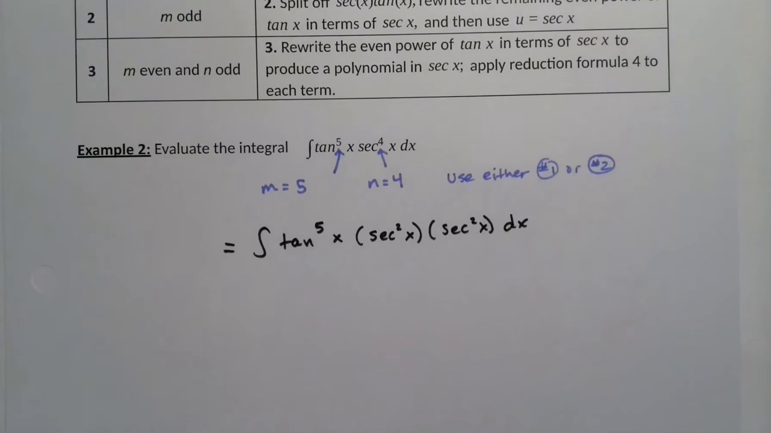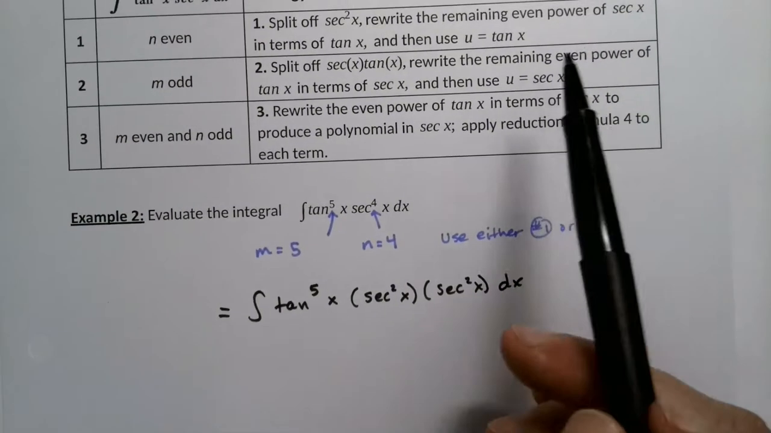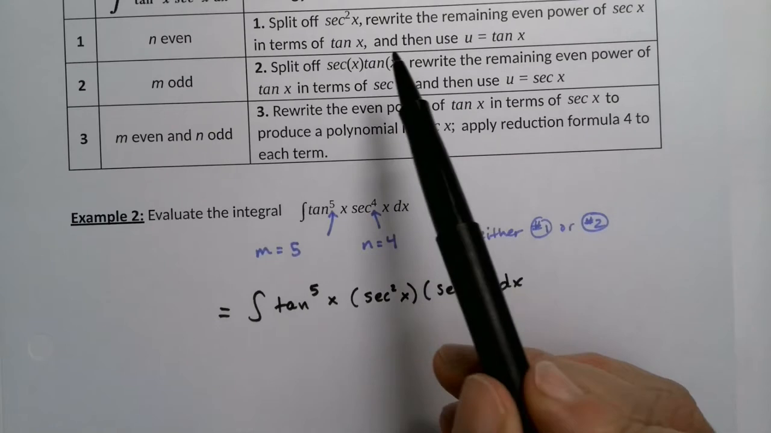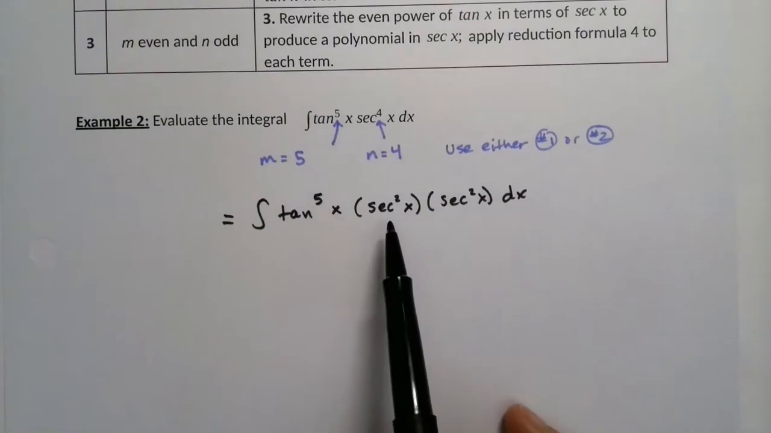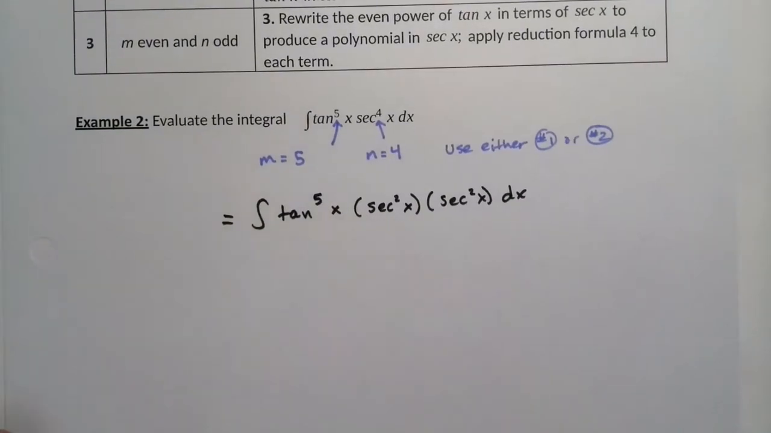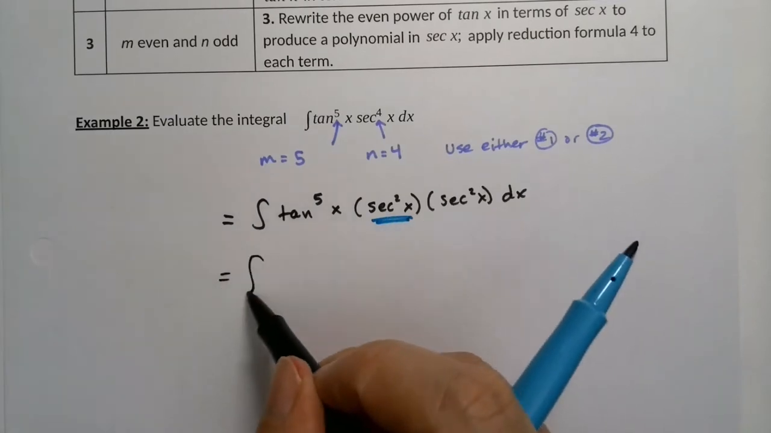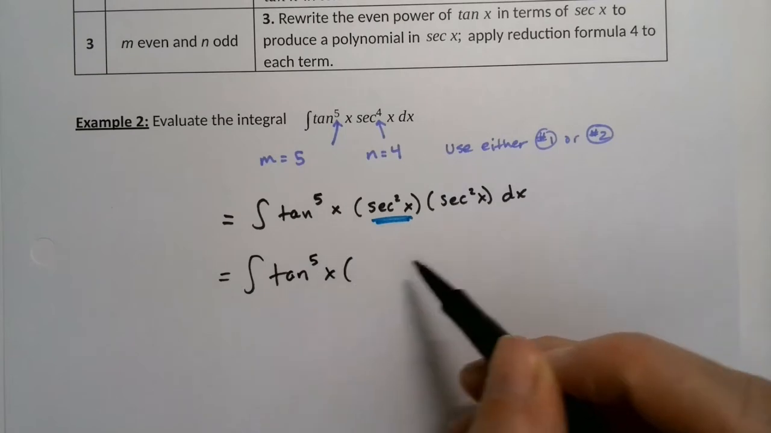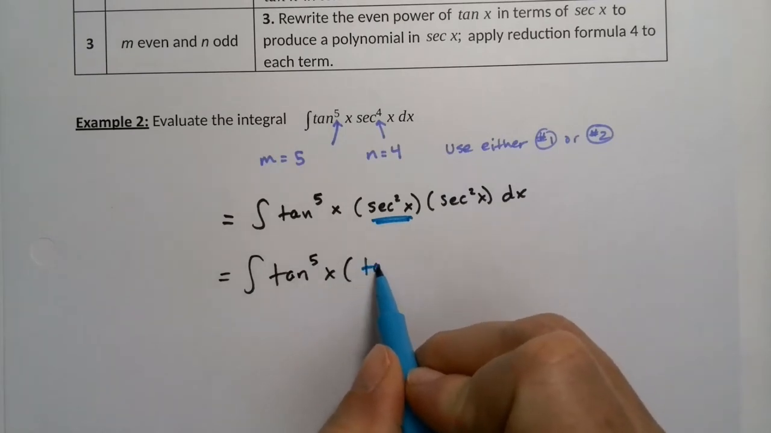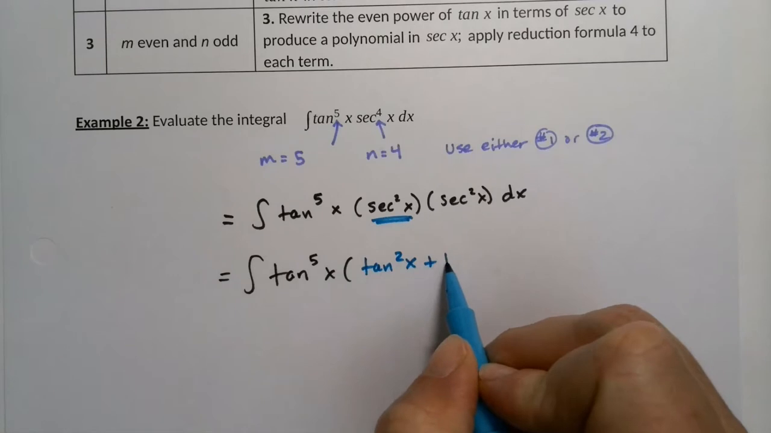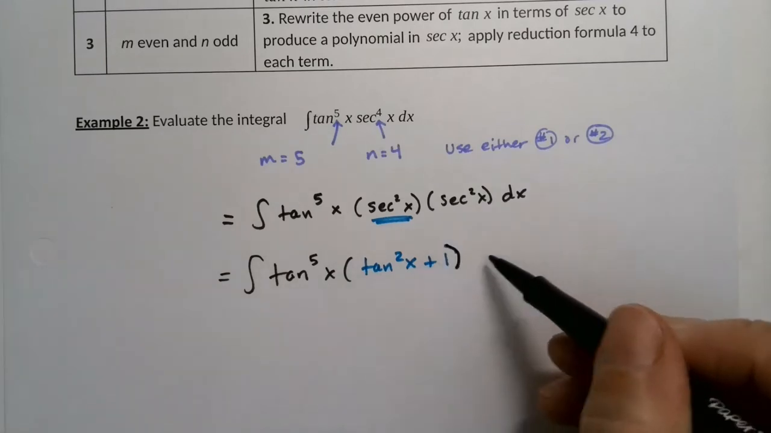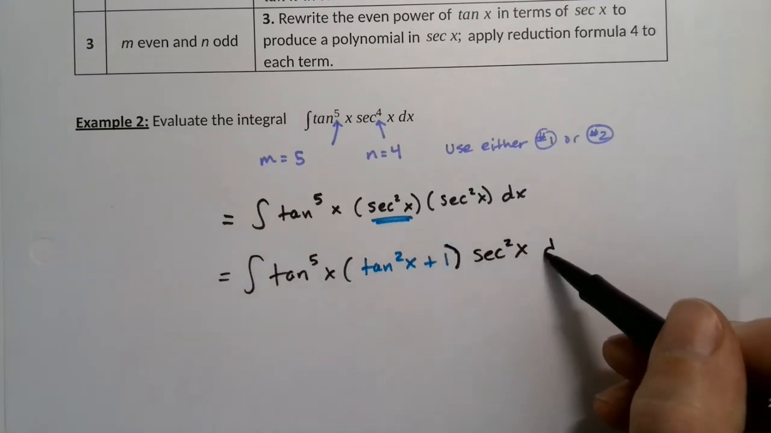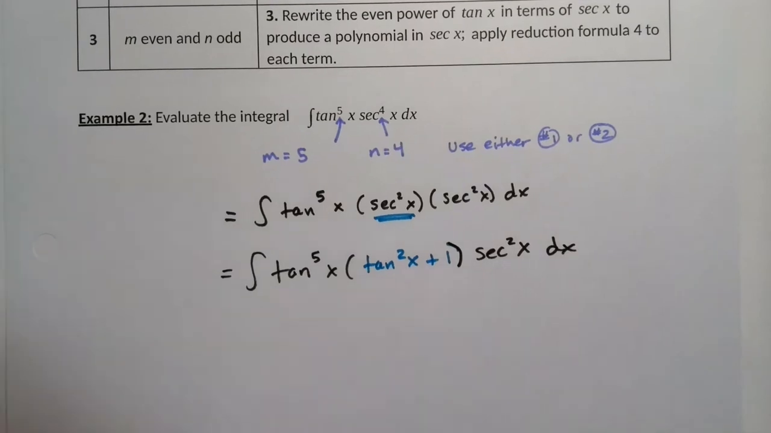Now, I rewrite the remaining even power of secant in terms of tangent. So that's this one right here, secant squared. Secant squared, because of the Pythagorean identity, is equal to tangent squared plus 1. So this will be equal to the integral of tangent to the 5th of x, and then it'll be tangent squared x plus 1, or 1 plus tangent squared x, either way, and then secant squared of x dx. And that's the Pythagorean identity.